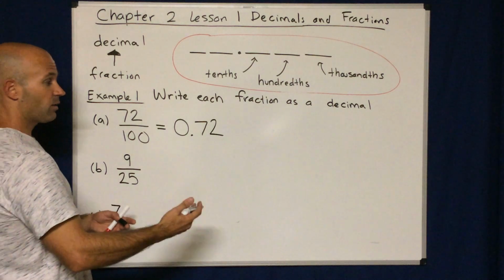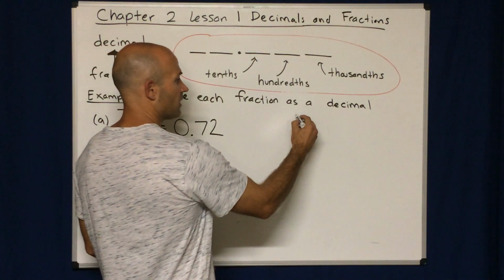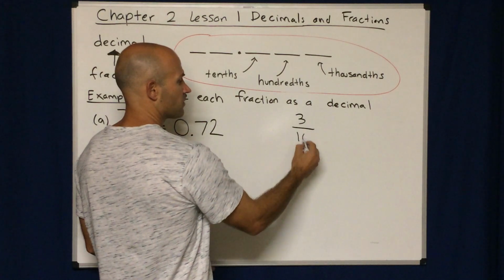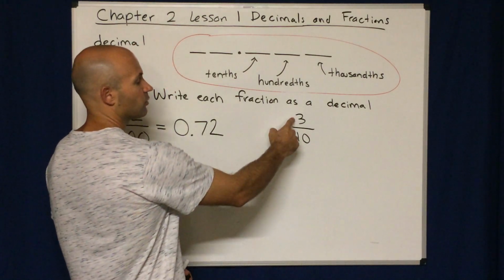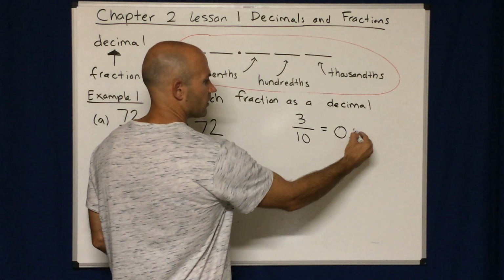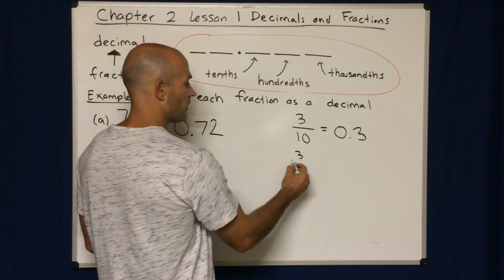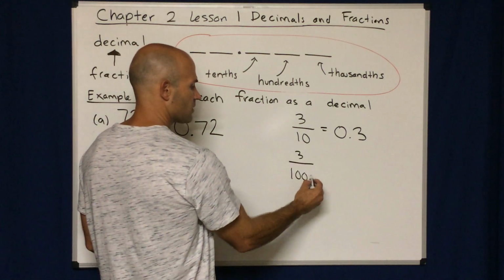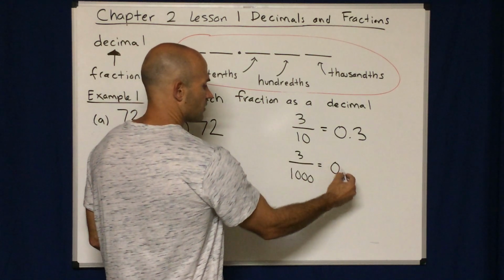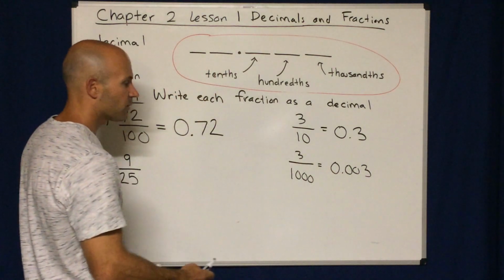Now what was really useful was the fact that my denominator was 100. If my denominator, say, was a 10, I could have done the same thing. So another quick side example. If I had 3 over 10, that is 3 tenths. So that was quick. 3 tenths is 0.3. If I had, say, 3 over 1,000, that'd be 3 thousandths. And so that was also fairly quick.